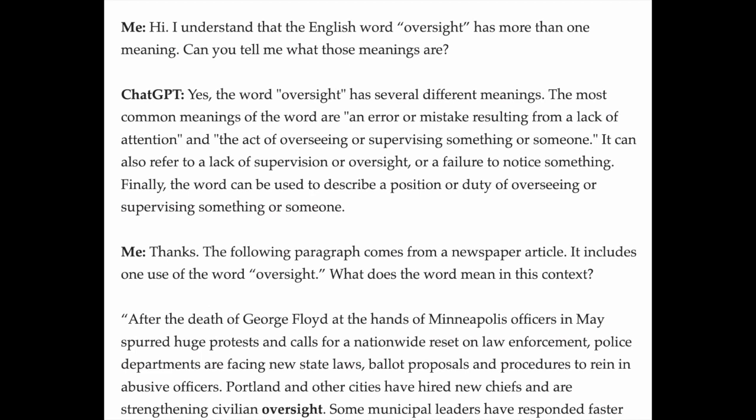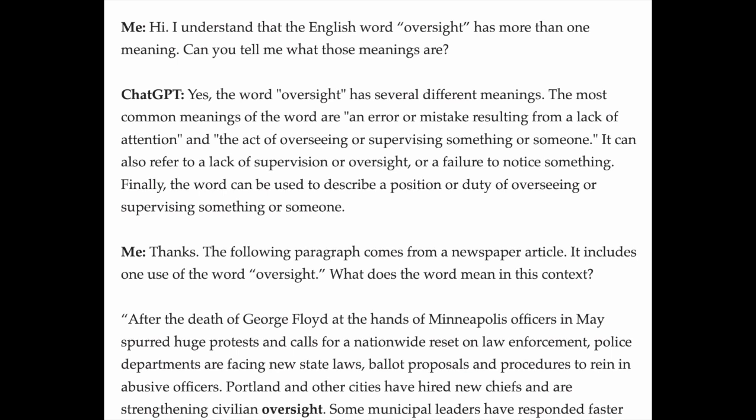Okay, in this case, I wanted to focus on a word that has more than one meaning. The word oversight is interesting in English because it actually has opposite meanings. When it's used as an uncountable noun, it means supervision or control. And when it's used as a countable noun, oversights, it means mistakes, errors, omissions. So one is a positive thing, the other is the opposite, depending on the form of the grammar. And so it depends on the context, therefore, what the meaning is.